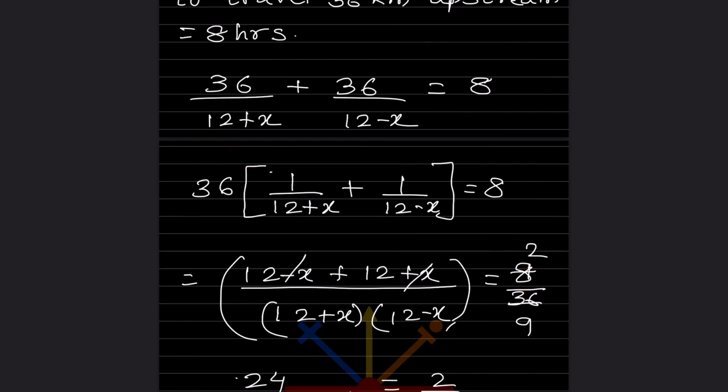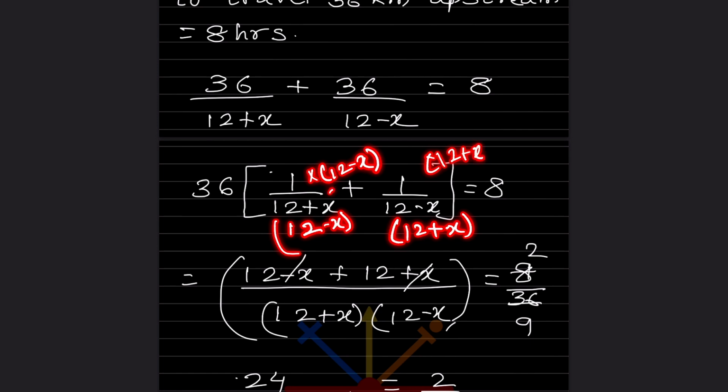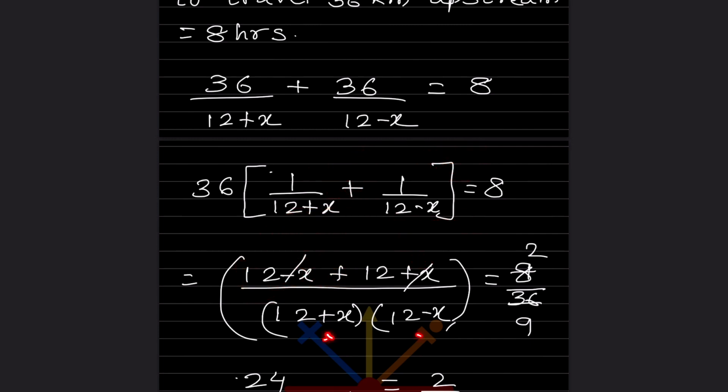And here you will get the LCM as 12 plus x and 12 minus x. Here this should be multiplied by 12 minus x, and here by 12 plus x. So what will you get? 12 minus x, that is going to be here, plus 12 plus x, that is going to be here, and the LCM is 12 plus x into 12 minus x. So now plus x and minus x get cancelled, and here this 8 by 36 is there.